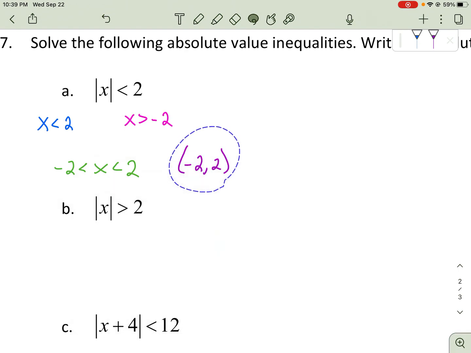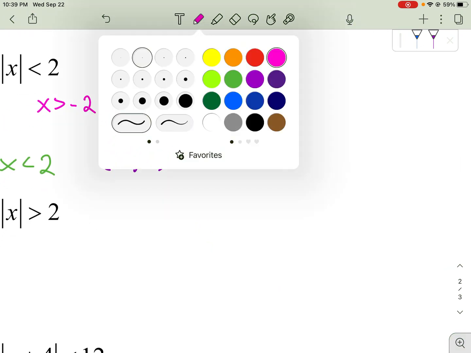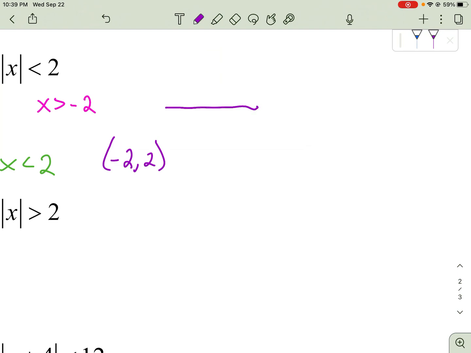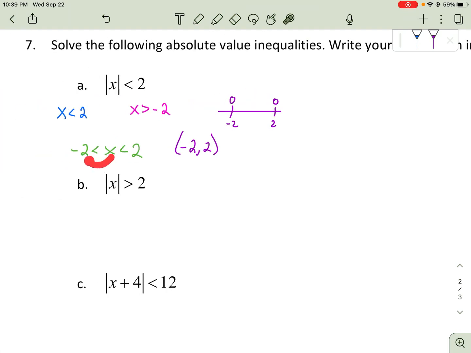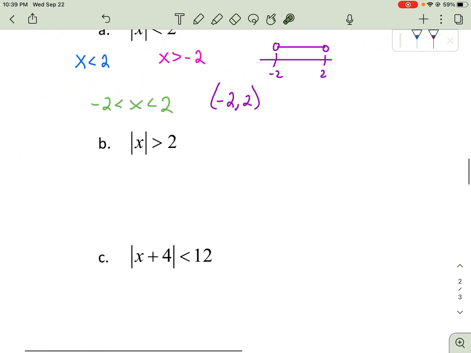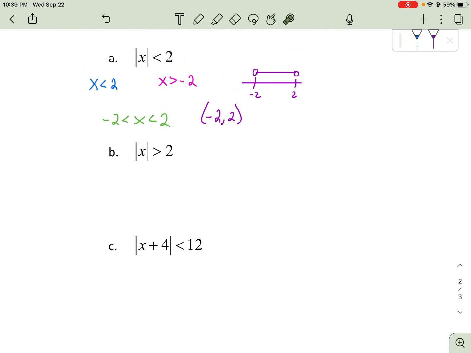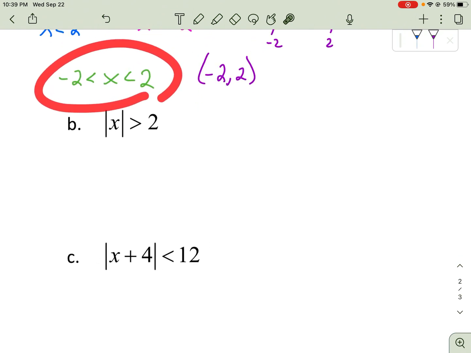Then you can also graph these on a number line, even though I didn't ask you to. Let's do that anyways. There is a homework sheet where I ask you to do it. So negative 2, 2, and that's where you go. We have x is greater than negative 2, which goes this way, and then x is less than 2, starts at 2 and goes that way. And notice the open circles. That's called an AND problem because both of these happen at the same time.